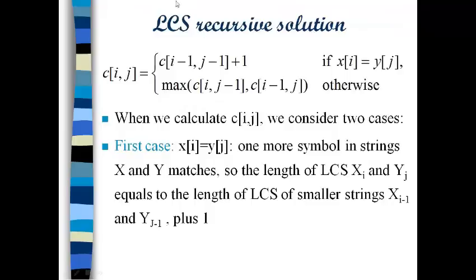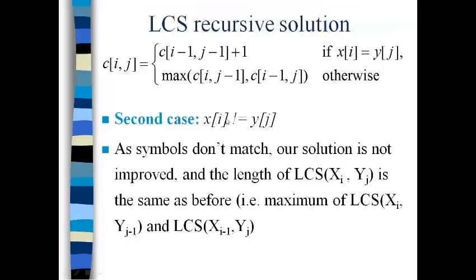In this recursive solution, when we calculate c of i, j, we consider two cases. In the first case, if both the characters or symbols in the strings x and y match, we will add 1 to the length of the LCS of the smaller string, c of i-1, j-1. The second case is that if both the characters don't match, our solution is not improved, and we will choose the maximum value between c of i, j-1 and c of i-1, j.